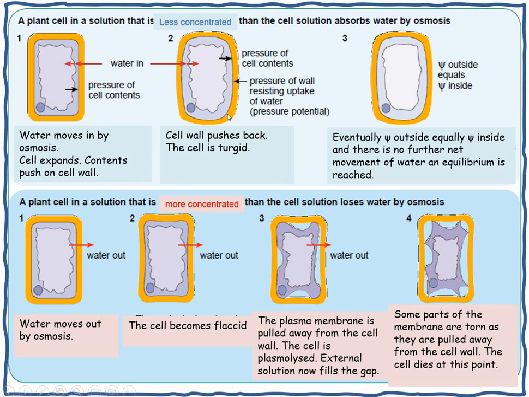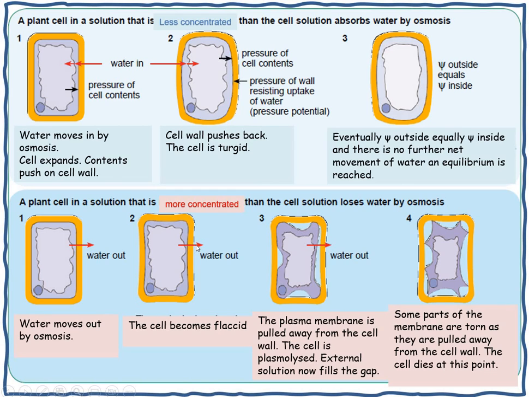But the cell wall, because it's quite strong, because it's made of cellulose, will push back and resist the pressure of the vacuole expanding, and instead the cell will become turgid. Eventually the water potential outside will equal the water potential inside and there'll be no further net movement of water and equilibrium is reached, so it'll just stay turgid.